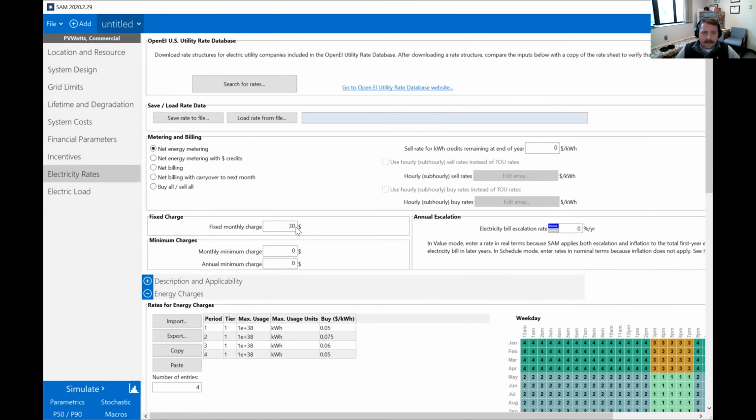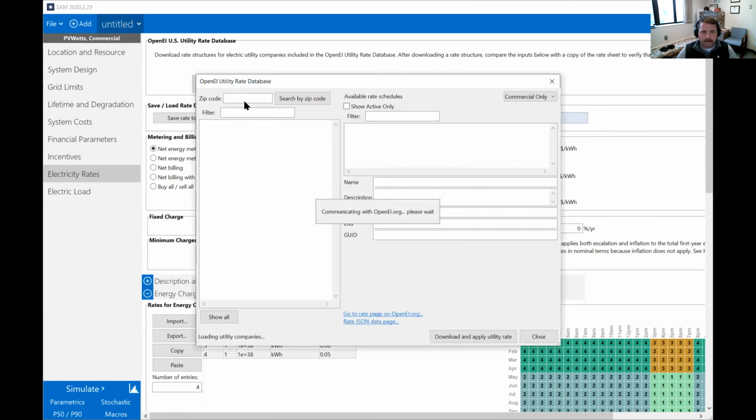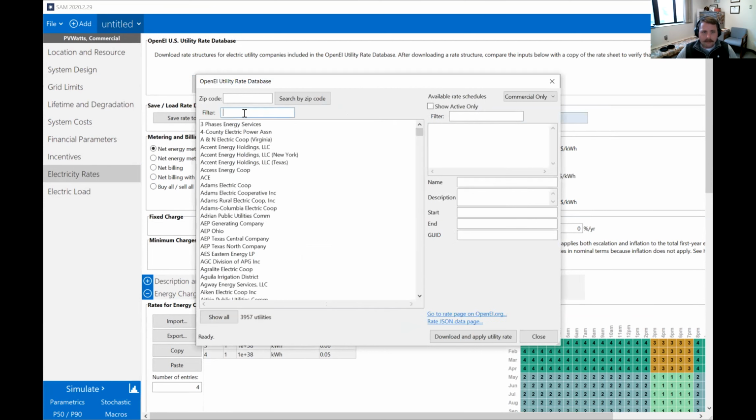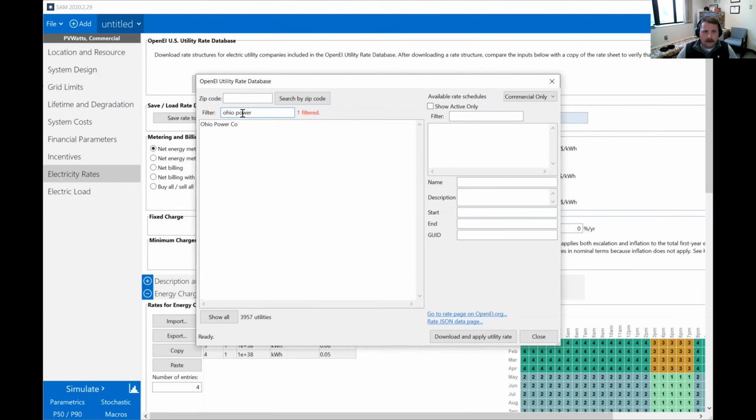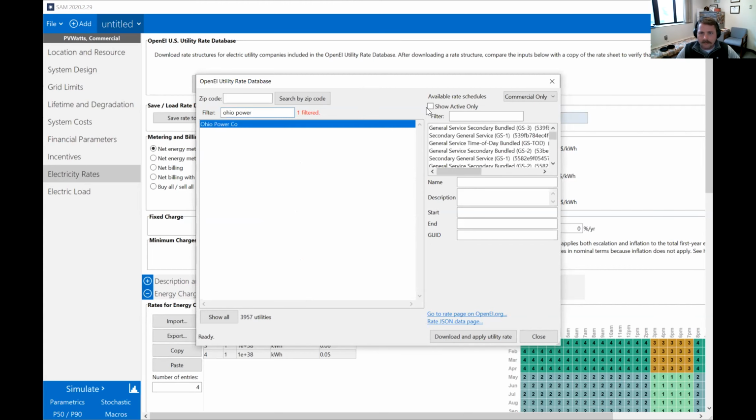And now we're going to add in the electrical rate schedule. To add it in, the easiest thing to do is initially search for rates on the OpenEI database, which is integrated into the model. The second thing to do is actually pull a rate schedule from your local utility and double check it. In this case, it's going to communicate with the OpenEI database, and I'm going to filter by my utility. So Ohio Power is the utility for this particular project. I'm going to tell it to show me active rates only.